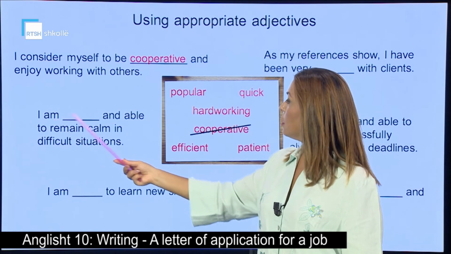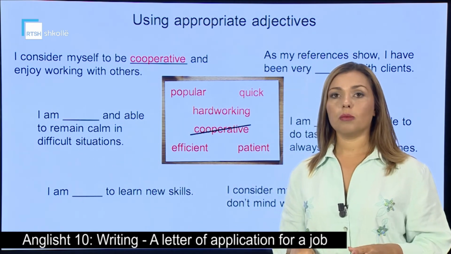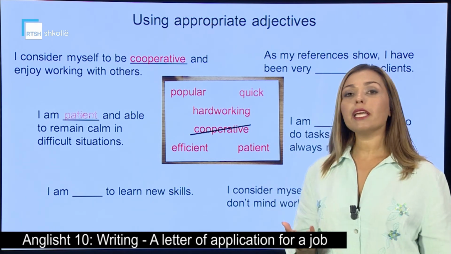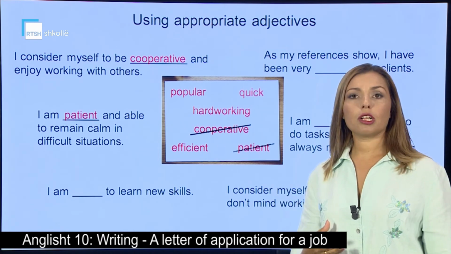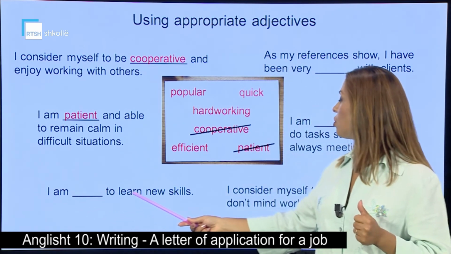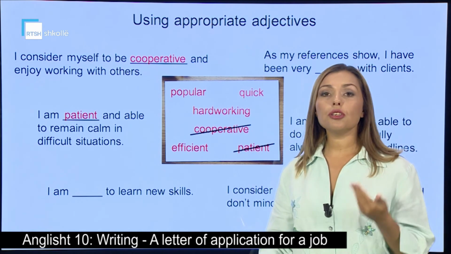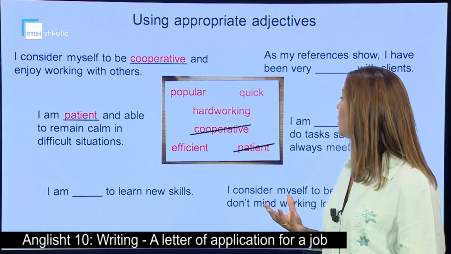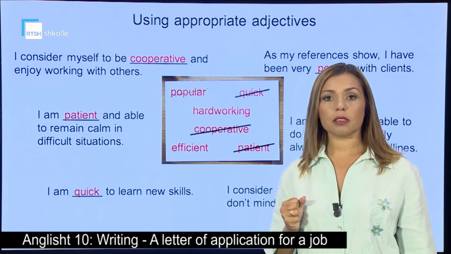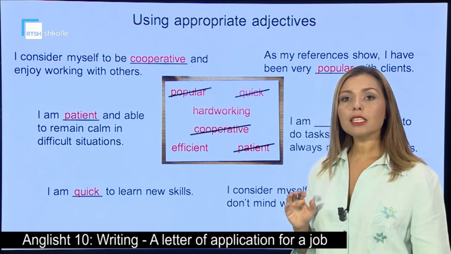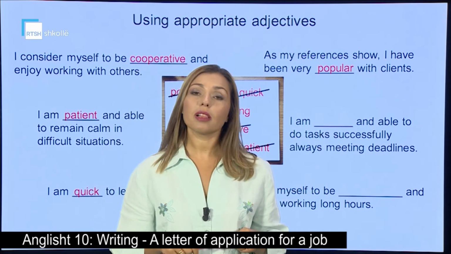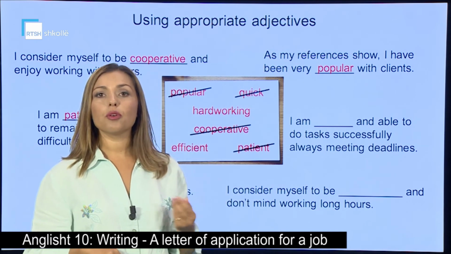I am patient and able to remain calm. So if you remain calm, it means that you are what kind of person? You are patient. You remain calm in difficult situations. I am quick to learn new skills. When you learn new skills, what does that mean? It means that you are quick. We continue. As my references show, I have been very popular with clients. So clients like you. You are popular with them.